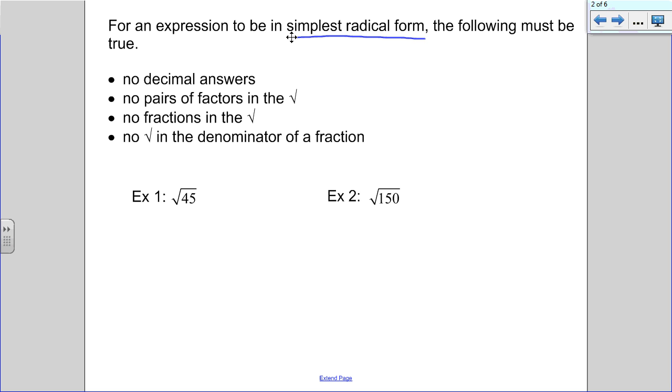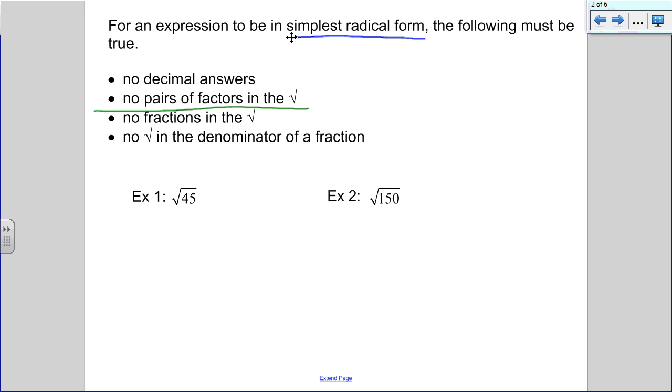Then what we have to remember is that there are no pairs of factors underneath the square root. A pair of factors would be 2 times 2, 4 and 4, 3 and 3. You can't have 2 of the same factor. I can have 2 and 5 still underneath the radical because they're not a pair. They're 2 separate numbers. And so we can't have pairs of factors underneath the radical.